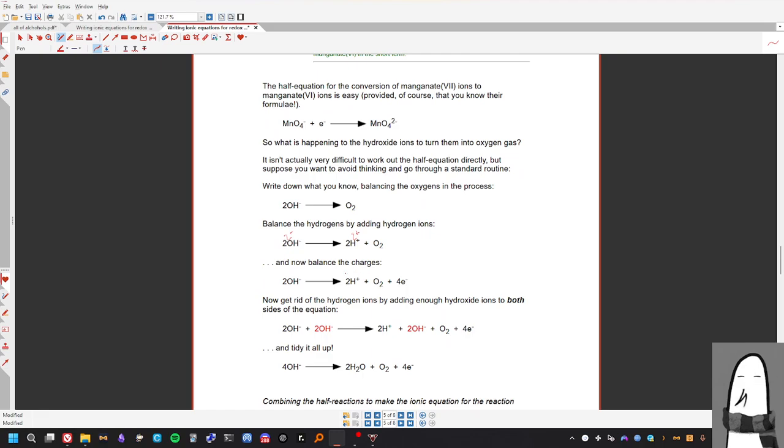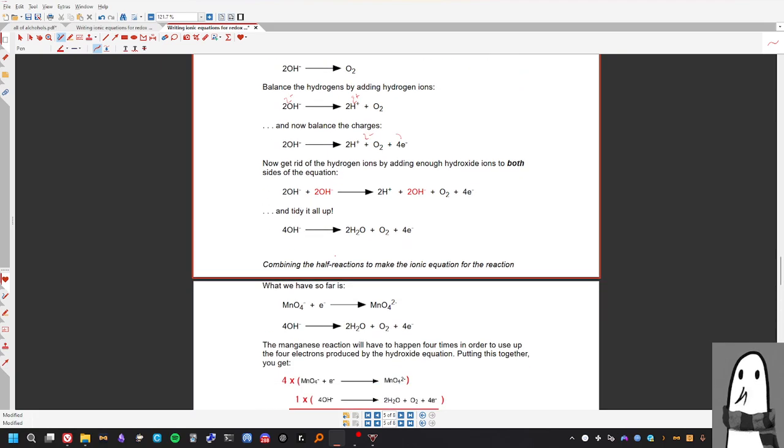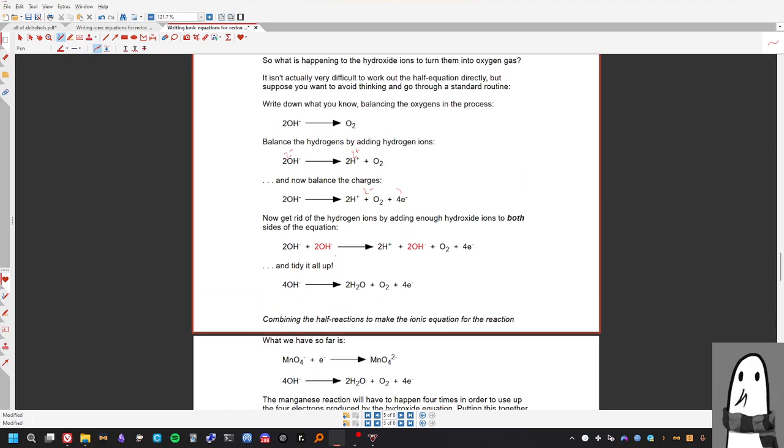Oh, okay, sorry. This is 2 plus. So you need 4e minus to reach this 2 minus on this side as well. My fault. So now you get rid of the hydrogen ions, because you don't have hydrogen ions, because this is an alkaline situation.